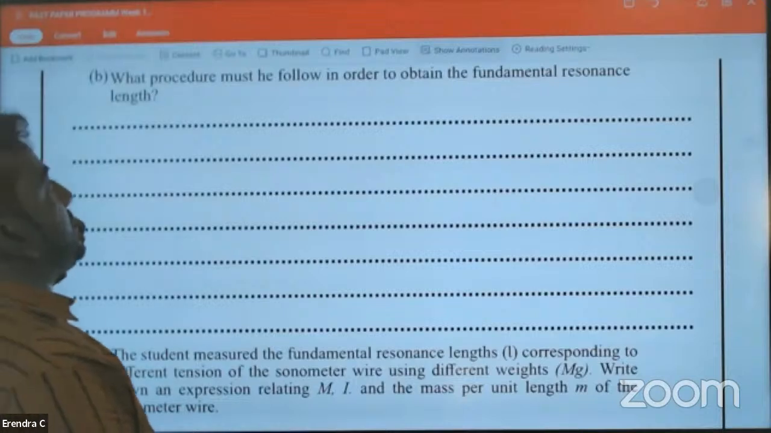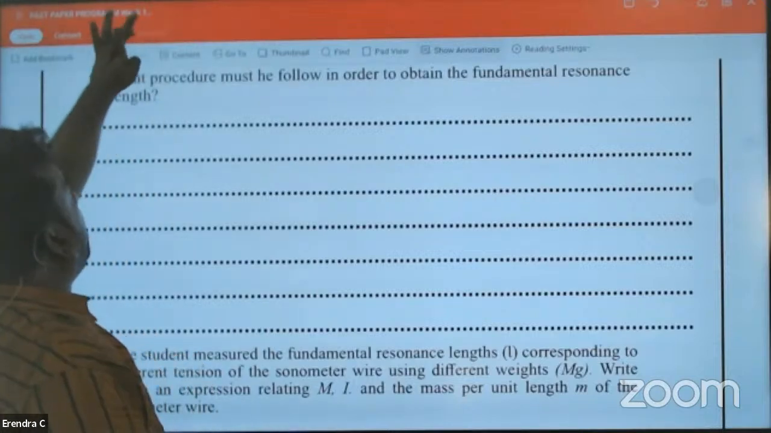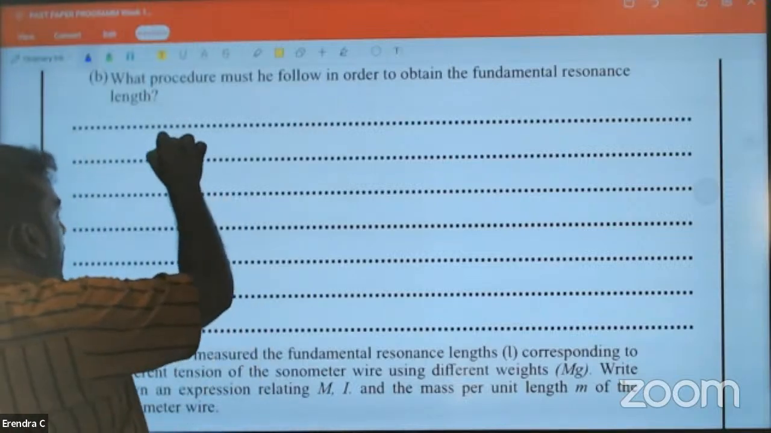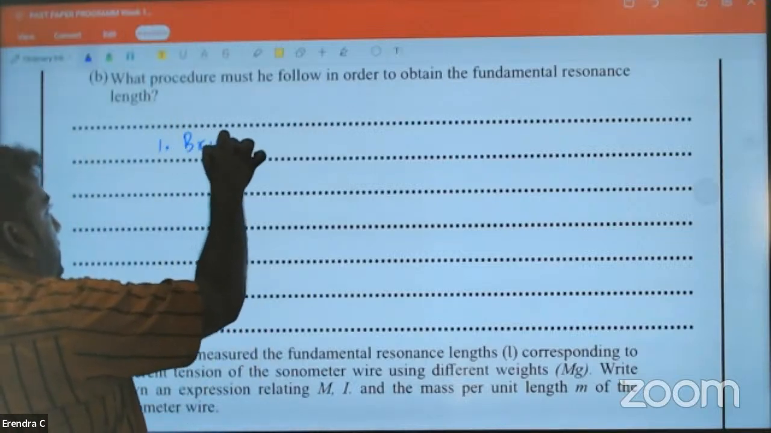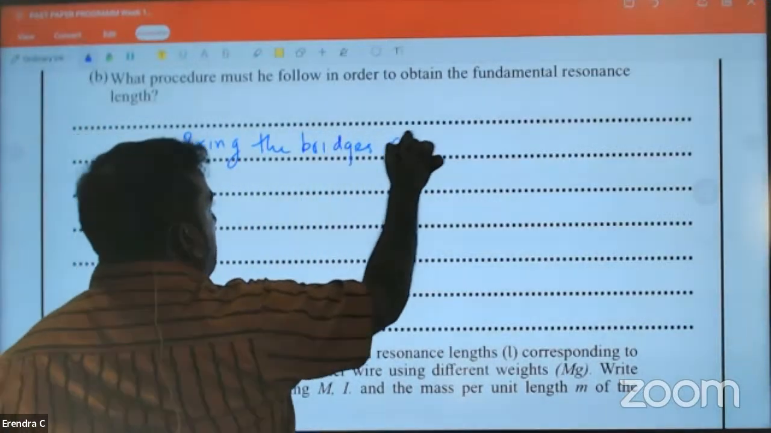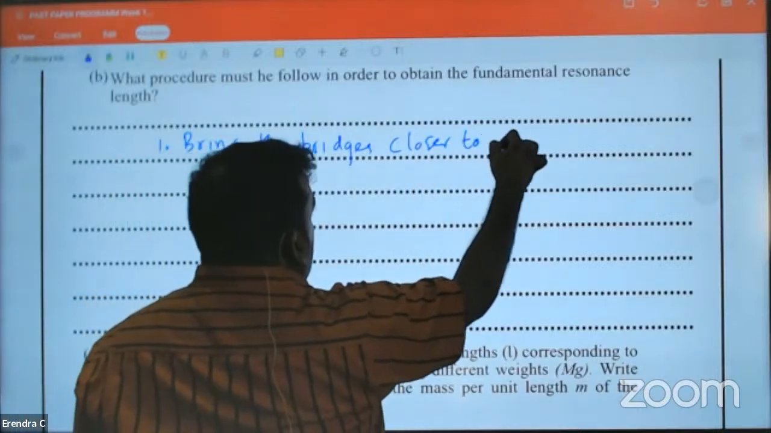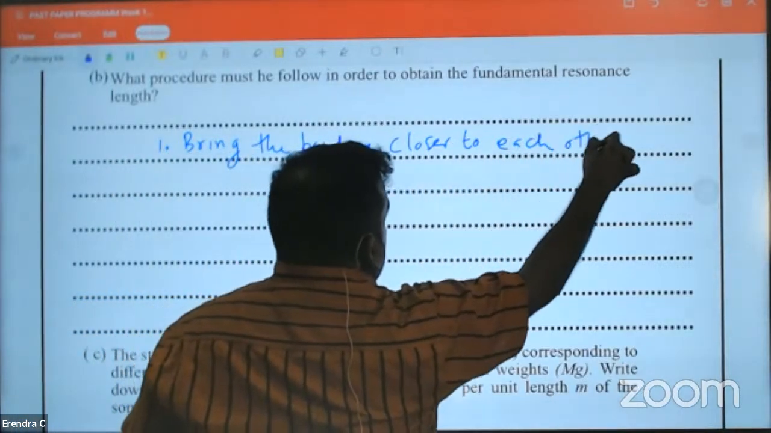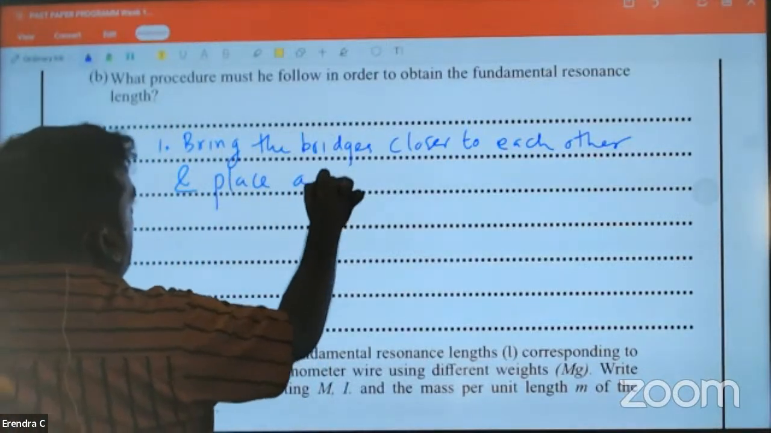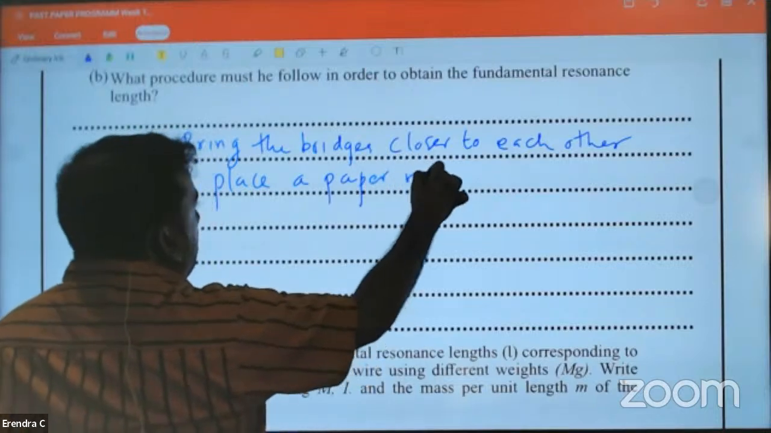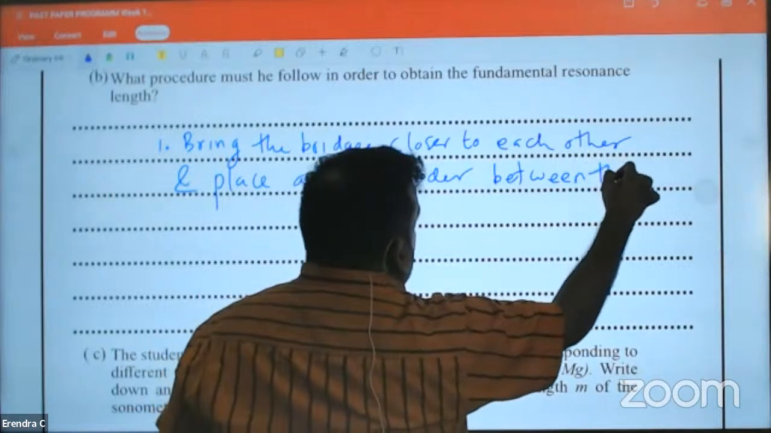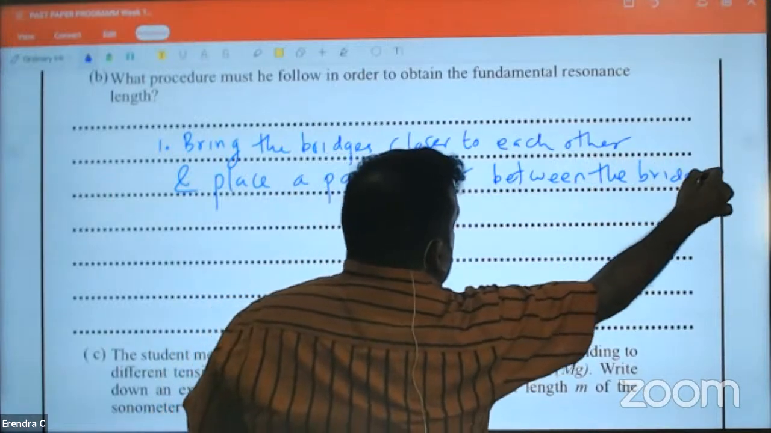What procedure must he follow to obtain the fundamental resonance? What should he do? First one: bring the bridges closer to each other, and place a paper rider between the bridges. Correct, no? Between the bridges.